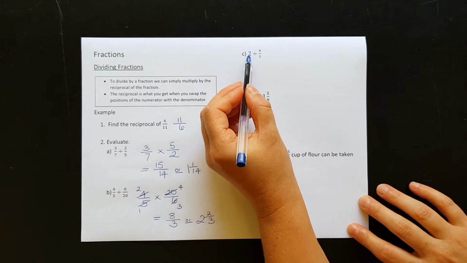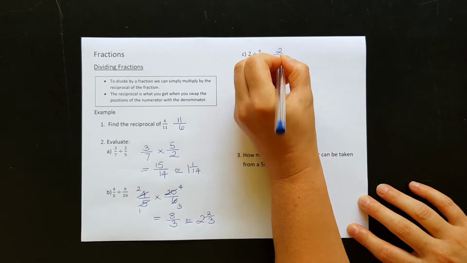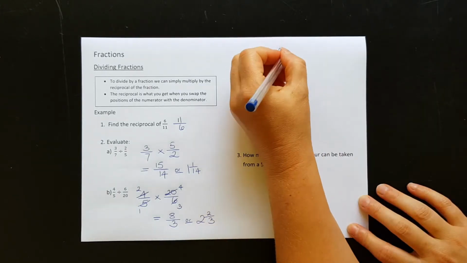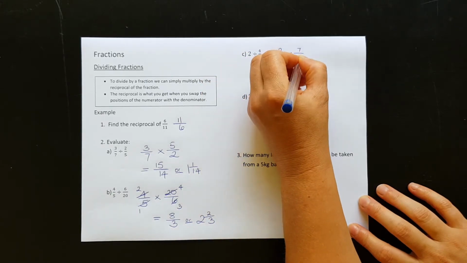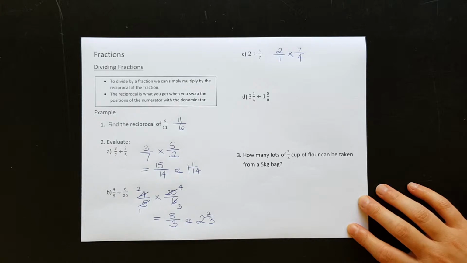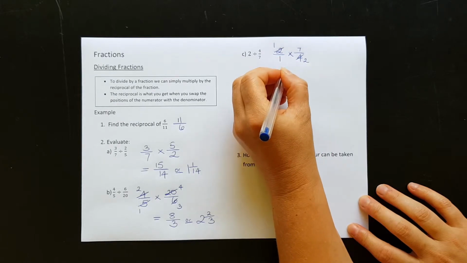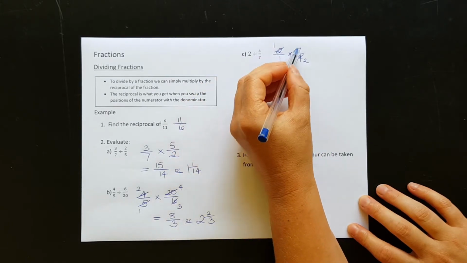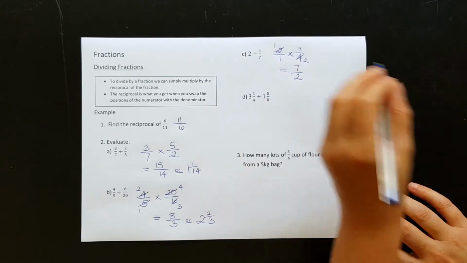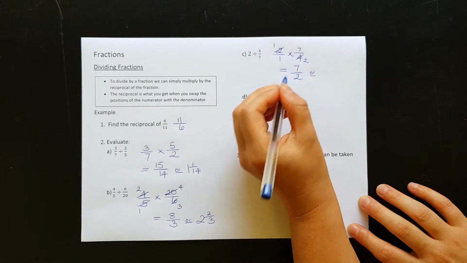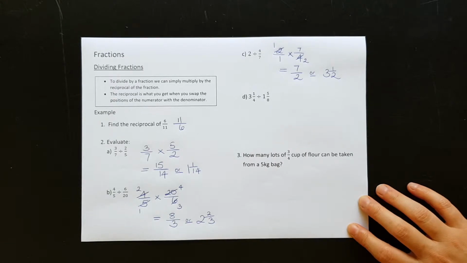Okay, C, 2 divided by 4/7. Well, 2, a whole number, can be written as 2 over 1. We change the divide to a times and turn the fraction upside down, so 7 over 4. Looking to cancel, the 2 and the 4 can be divided by 2, giving a 1 and a 2. Multiplying, 1 times 7 is 7, and 1 times 2 is 2, which is also 7 divided by 2 goes 3 times with a remainder of 1. So 3.5.